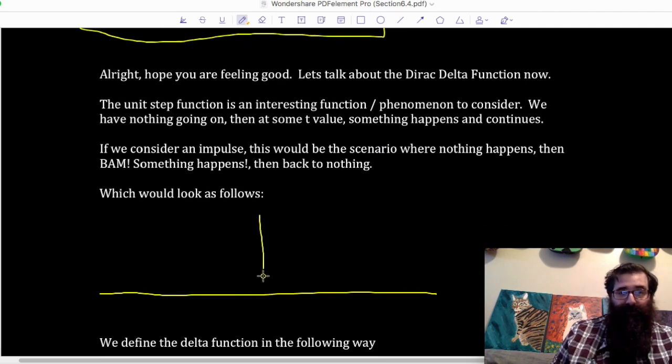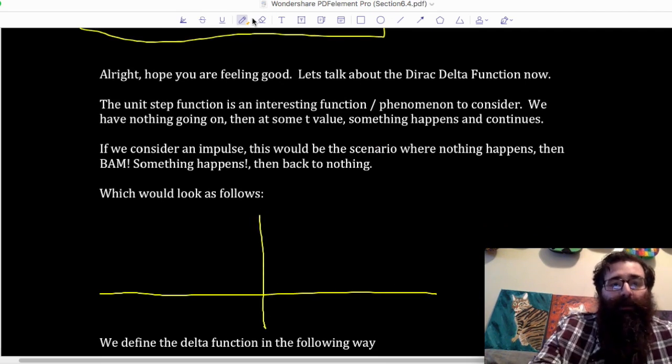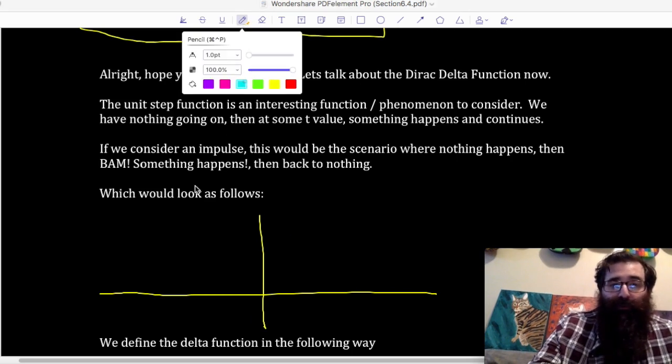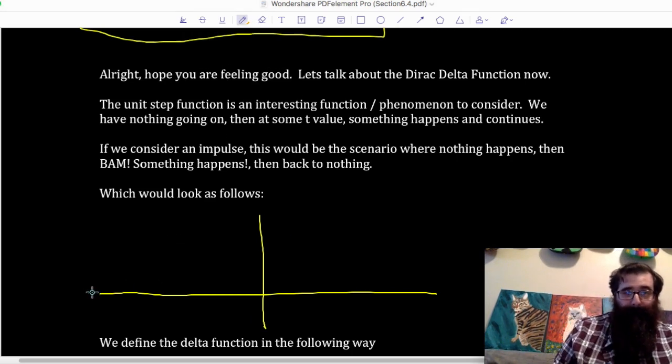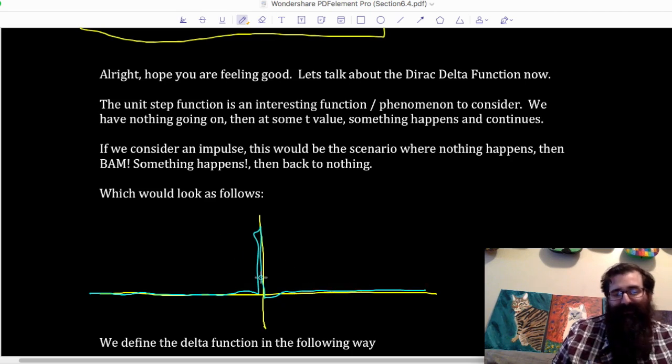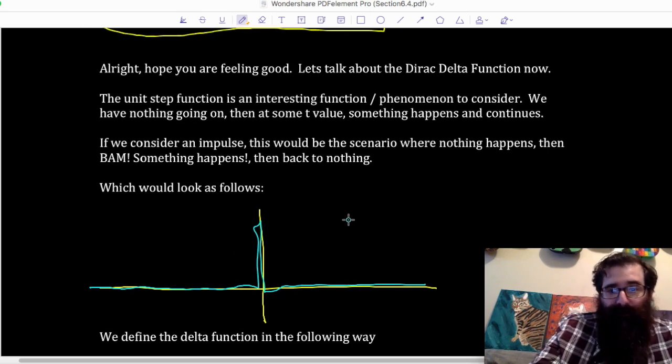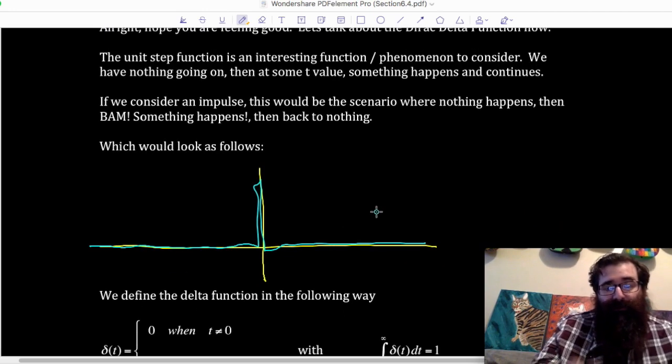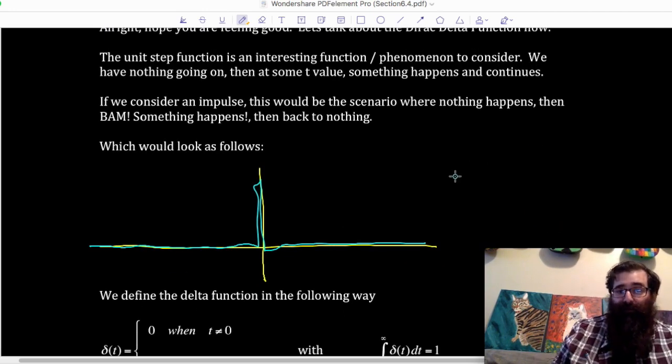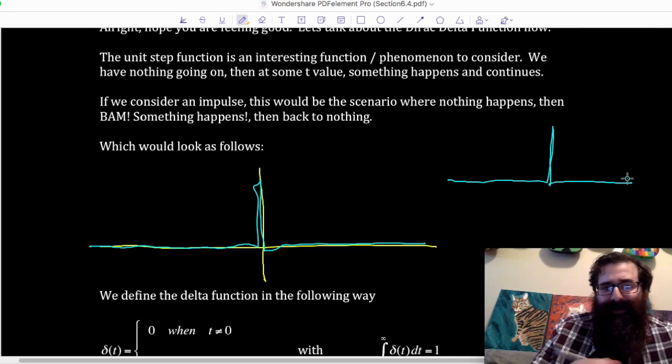get my axes. We've been doing the baby blue, so let's do the baby blue. Nothing happening, we're at 0, bam, and then back to nothing happening. This is kind of a poor drawing of it. I'm using my tablet, so it's not going to look so great. But in general, with an impulse, nothing is happening, we get this spike behavior, and then back to nothing happening. That's an idea of what the Dirac delta function would look like.